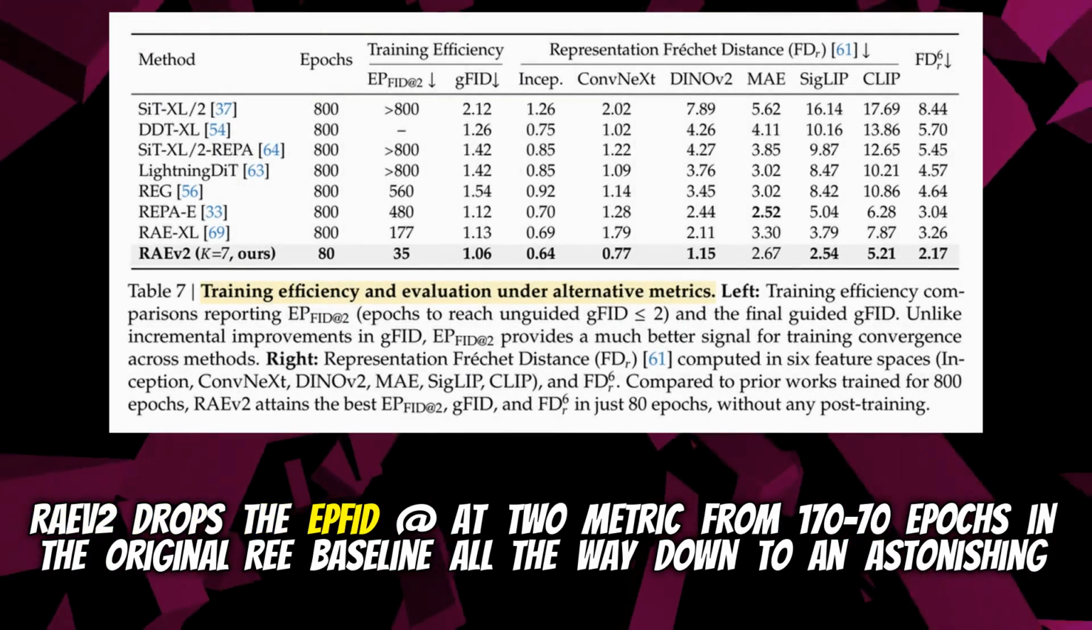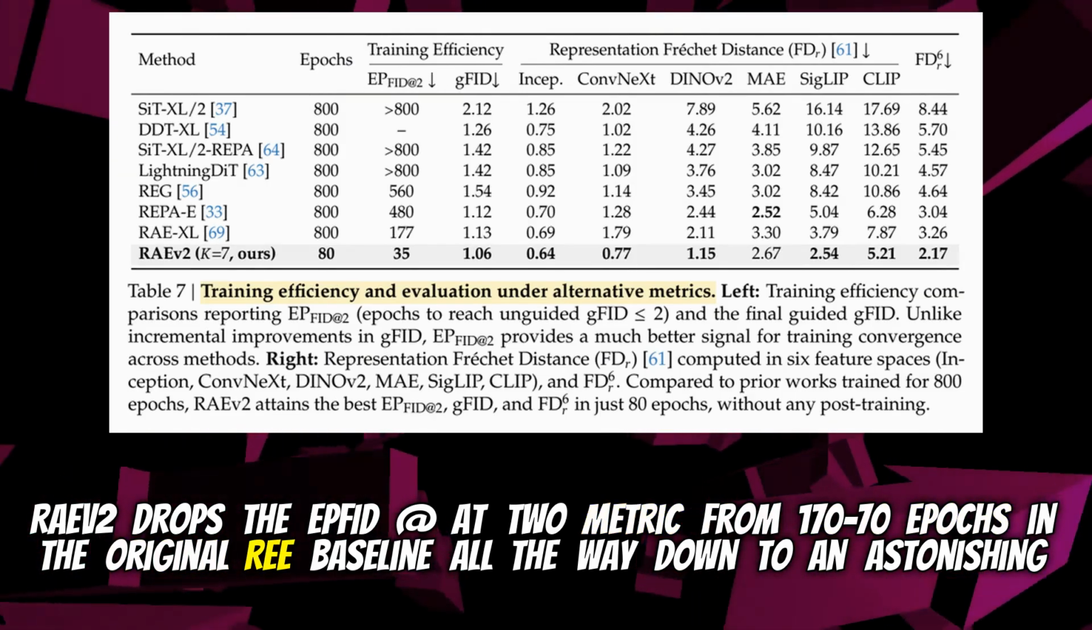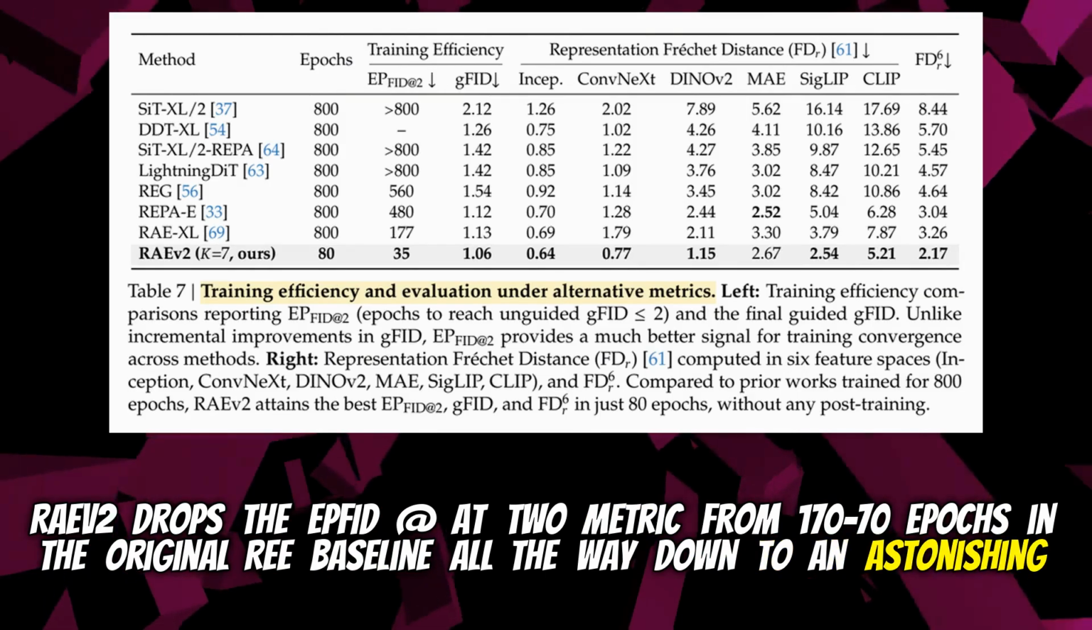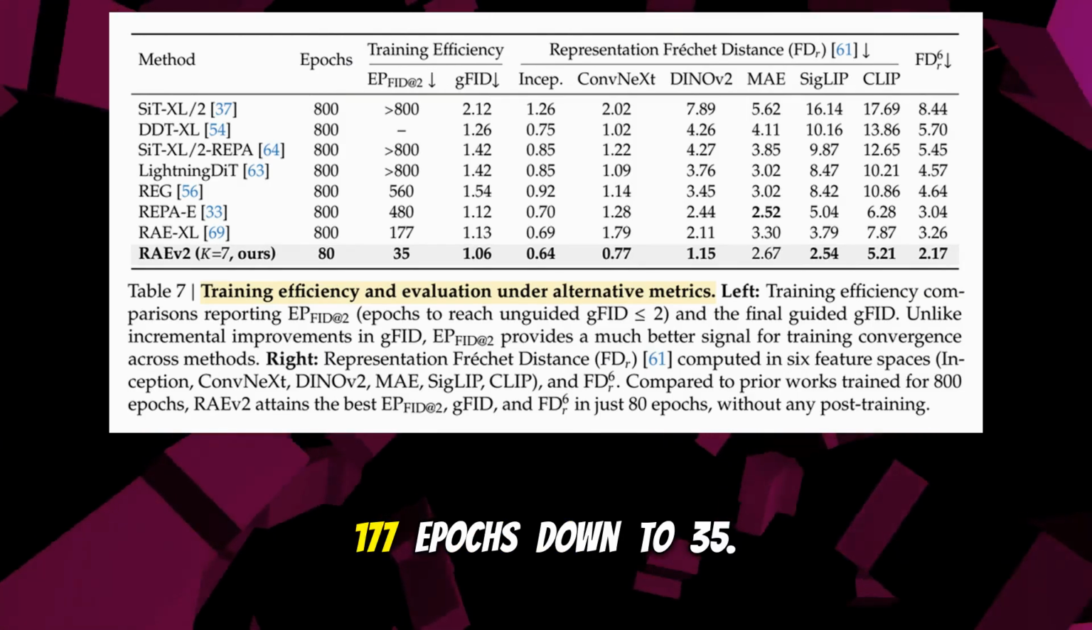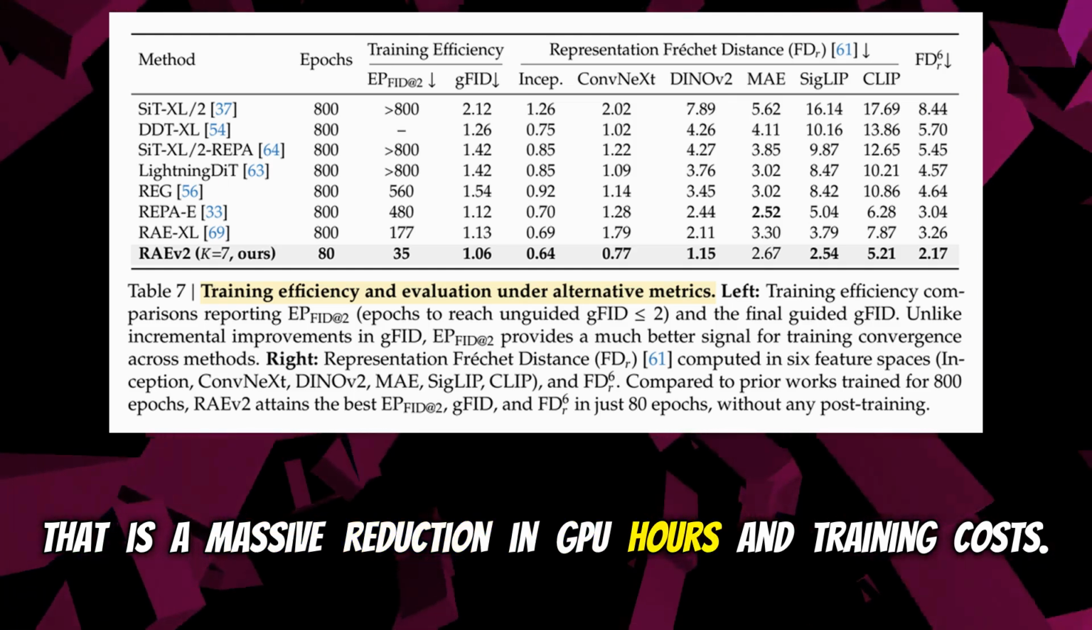RAEv2 drops the FID at 2 metric from 177 epochs in the original RAE baseline all the way down to an astonishing 35 epochs. 177 epochs down to 35. That is a massive reduction in GPU hours and training costs.